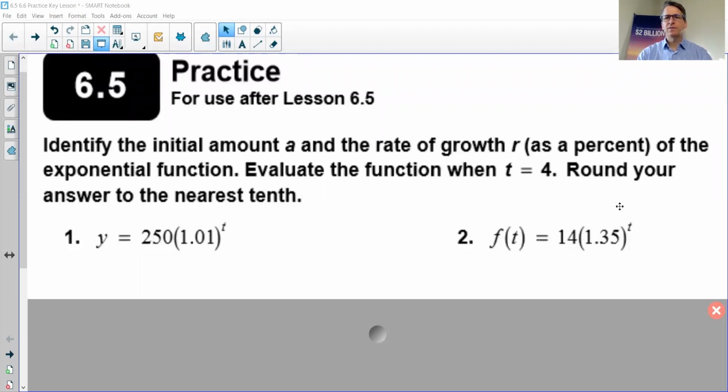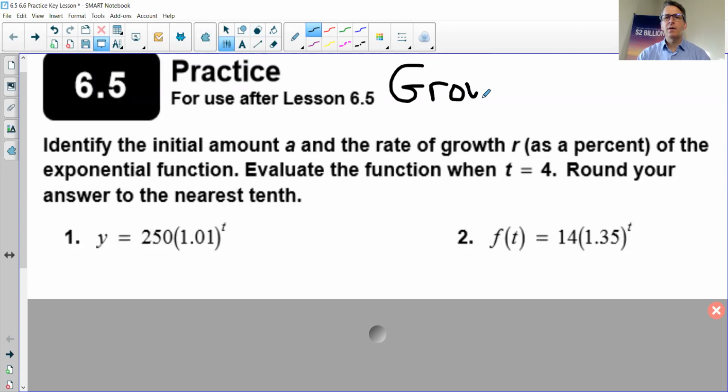6.5 practice. These are exponential growth, so we're looking for growth on 6.5. We're going to go through all of these answers together, and we will cover everything on them.